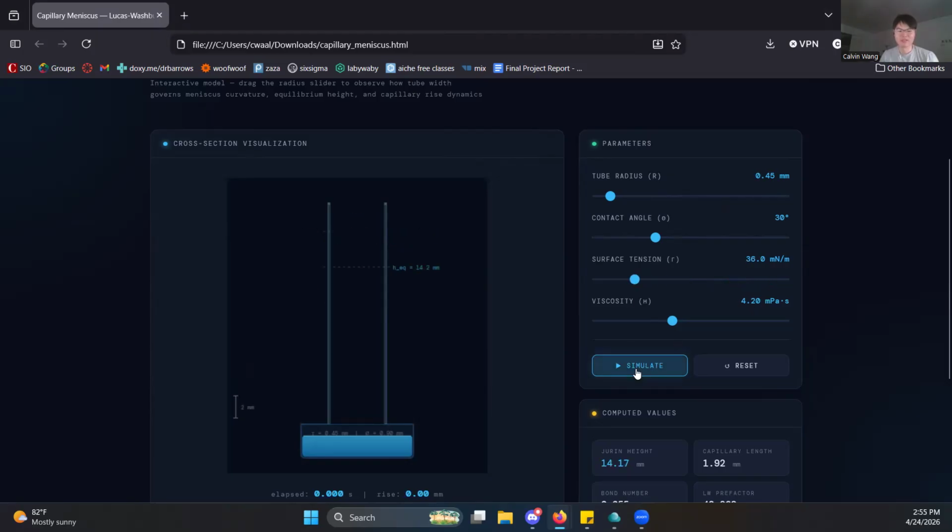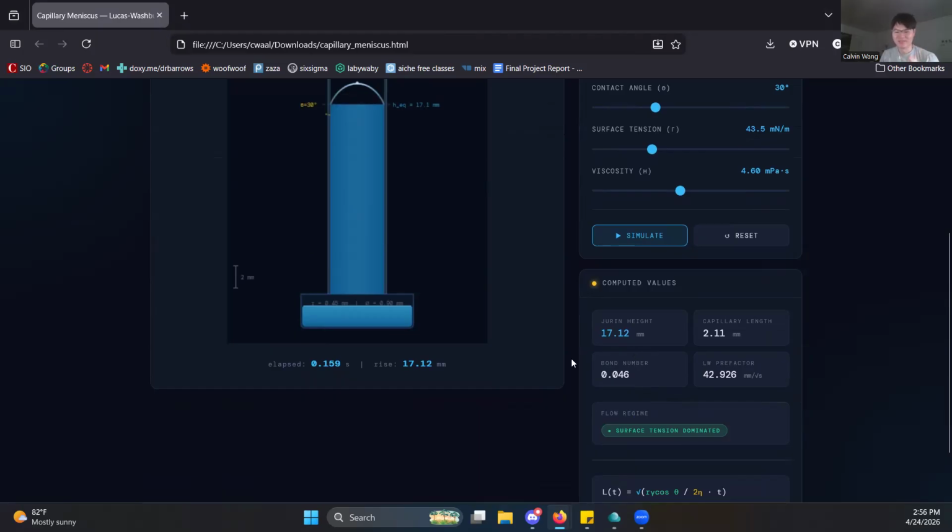Let's compare a bigger difference. We have it at 36 here. It's higher. So when you increase your surface tension, your height changes accordingly. I think my simulation is a little bit flawed; it only goes to this height. And then viscosity as well. Our viscosity actually doesn't change our height here because I think I made a mistake in the coding. It's a little bit of a mistake there.